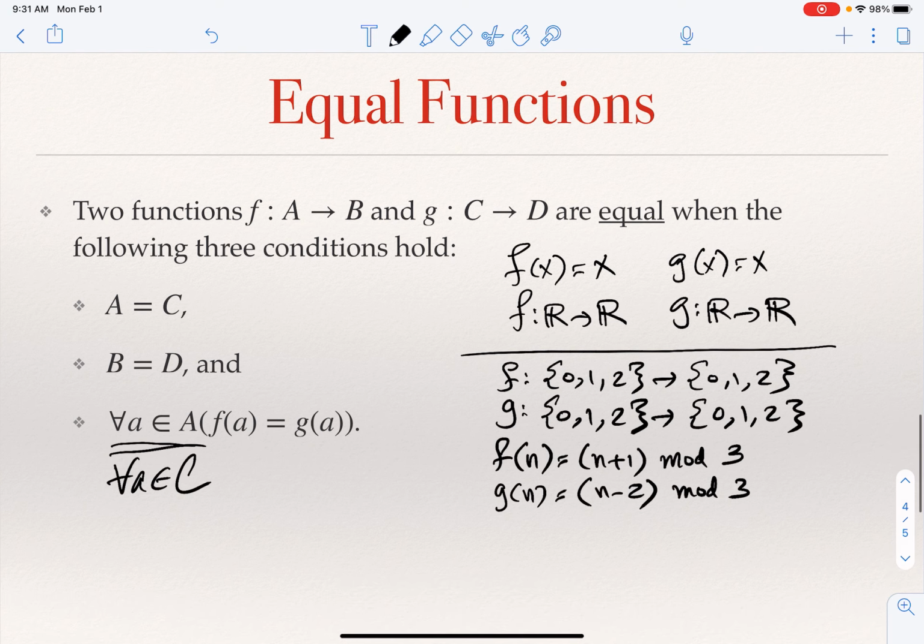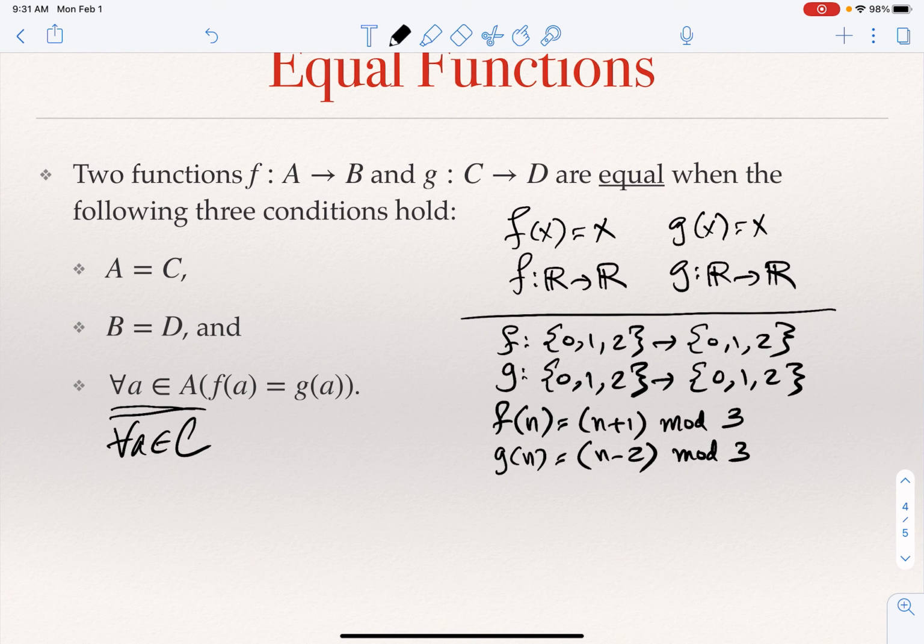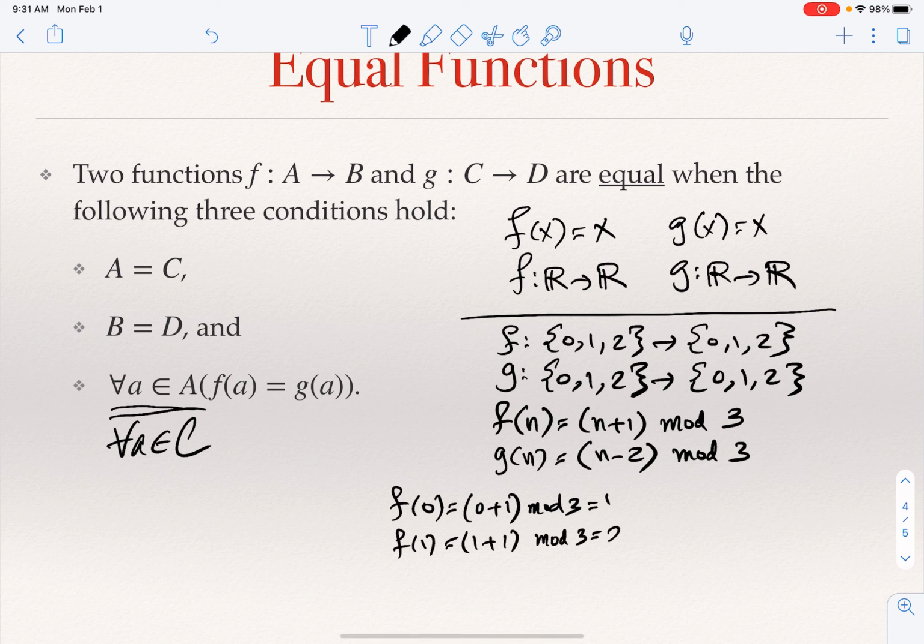Let's look at what the values of these two functions are. So let's see what f of 0 is. f of 0 is (0 plus 1) mod 3, which is 1 mod 3, which is 1. f of 1 is (1 plus 1) mod 3, which is 2. If you take 2 divided by 3, the remainder is 2. f of 2: 2 plus 1 is 3, mod 3, it is 0. Okay? Let's look at g.